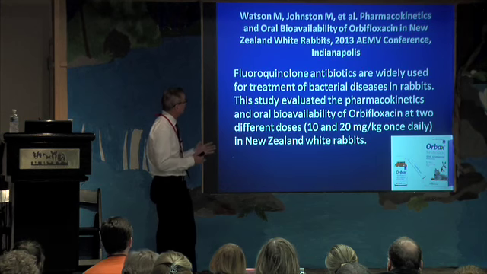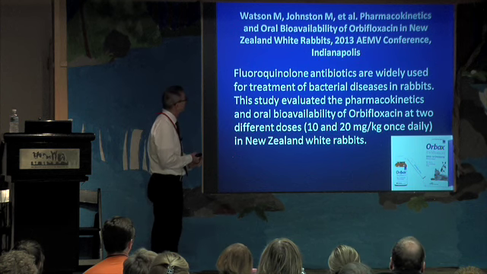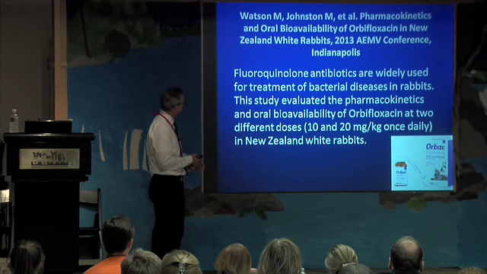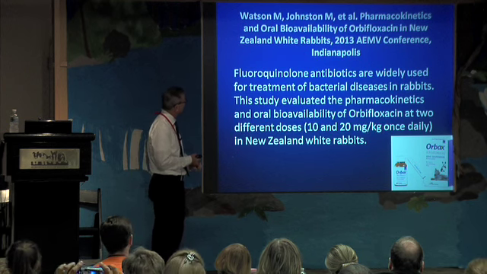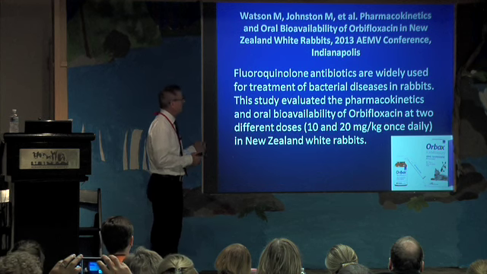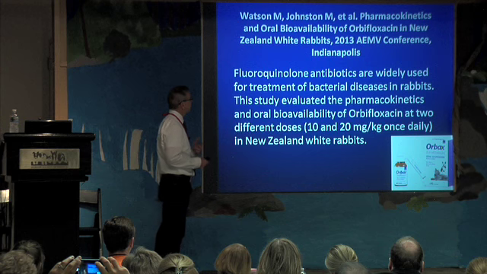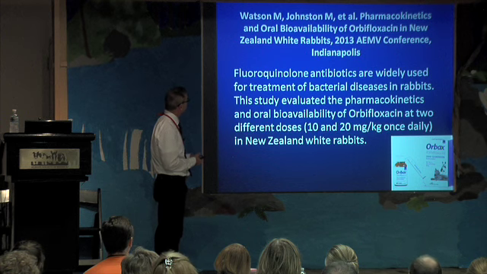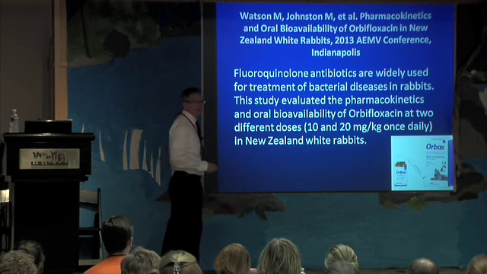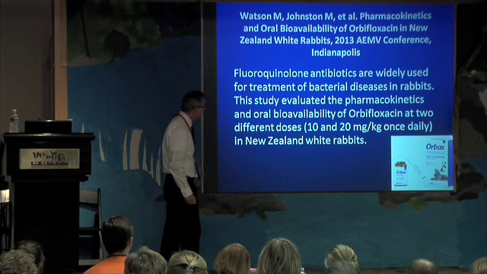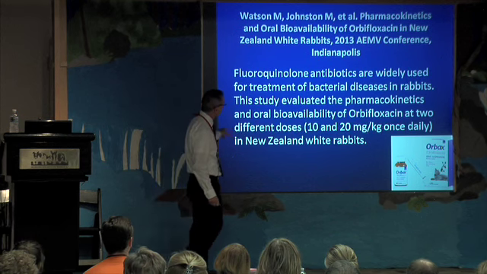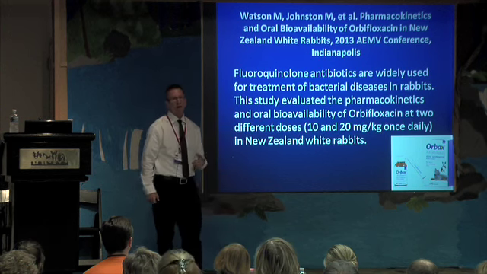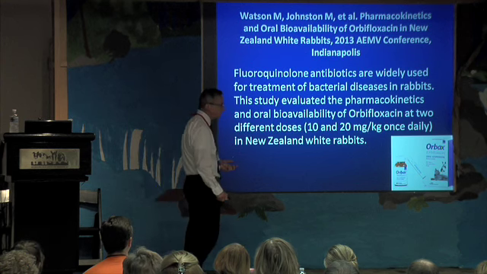And the same thing with this particular antibiotic, orbifloxacin, another quinolone. This was presented by Matt Johnston, that was mentioned, from CSU in Colorado. Pharmacokinetics and oral bioavailability of orbifloxacin in New Zealand whites, and it's going to come out in our research journal sometime in the next year or two. But this showed that fluoroquinolone antibiotics are widely used, well, we know that in rabbits, enrofloxacin, Baytril, we've all used that for years. But this study evaluated the pharmacokinetics and oral bioavailability of orbifloxacin, which is available to us in a suspension already, approved for dog and cat medicine. But you don't have to have it compounded.